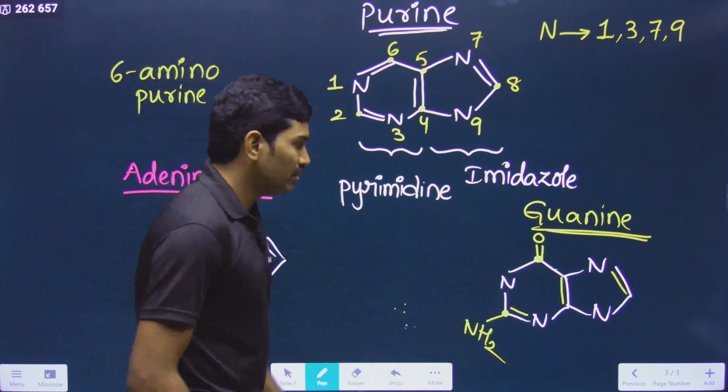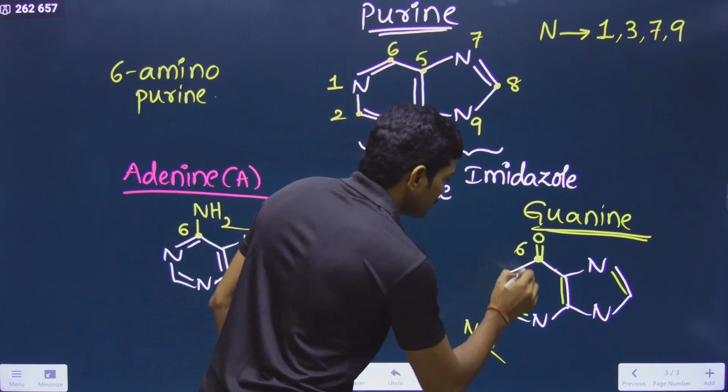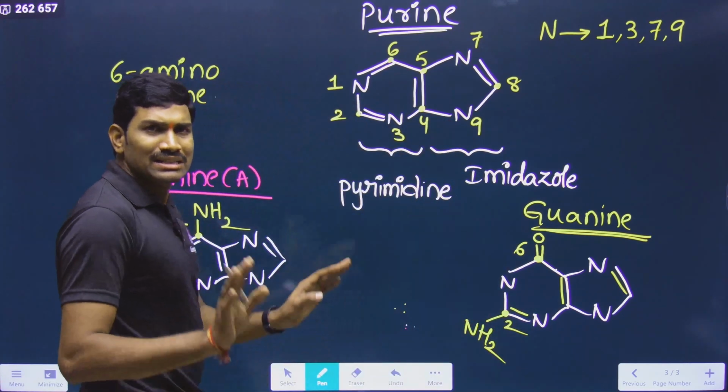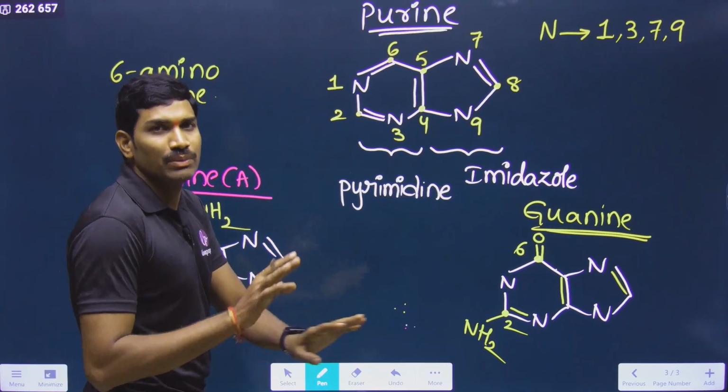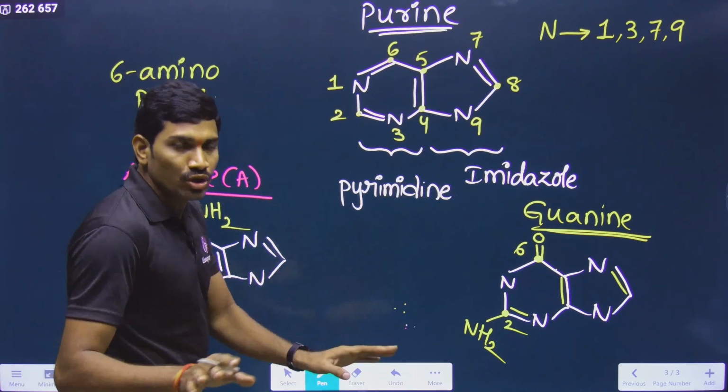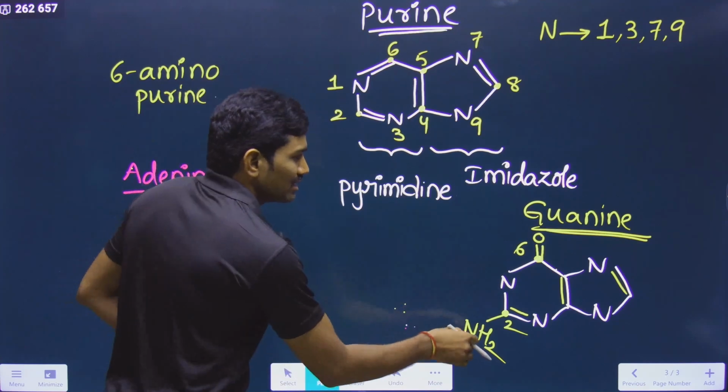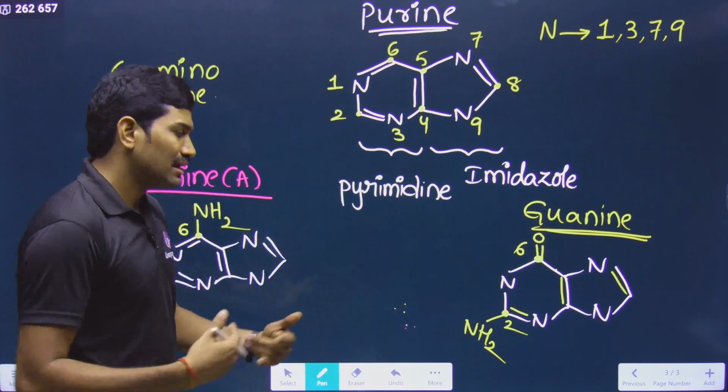Then how will the name be written? So what are the positions here? This is the sixth position, this is the second position. Please remember these names. These names are not IUPAC names. So you don't need to worry about which to write first. Don't worry, you can write this randomly.